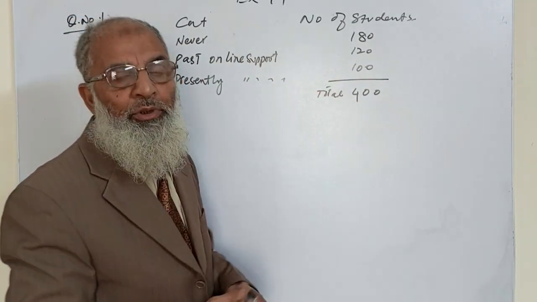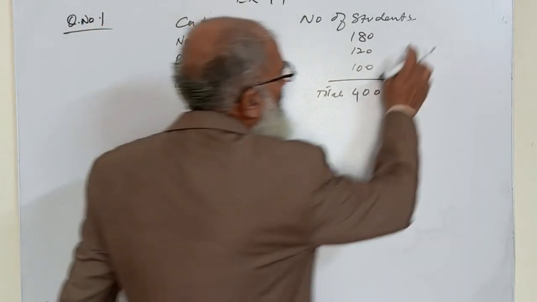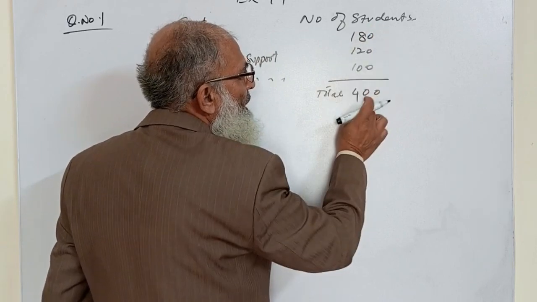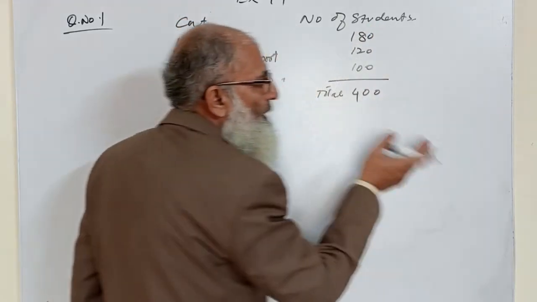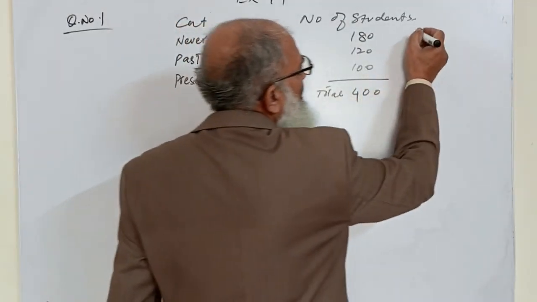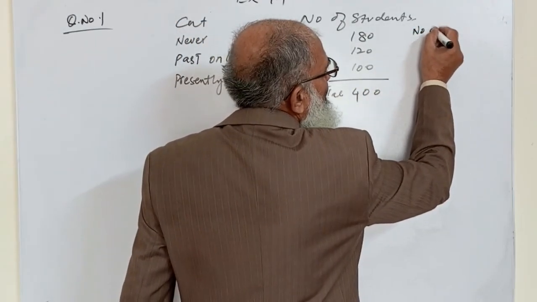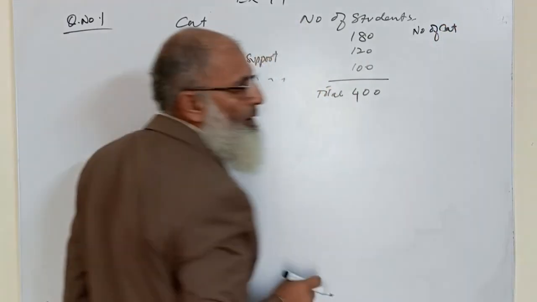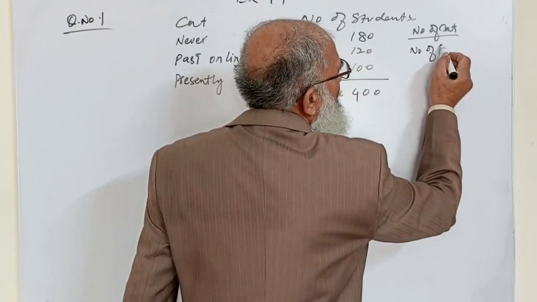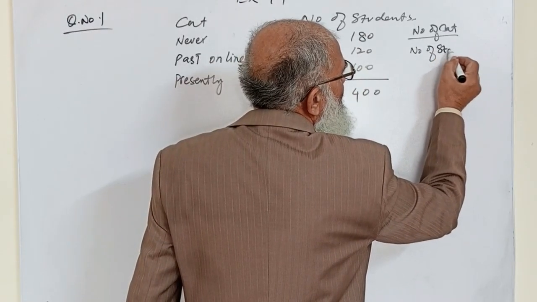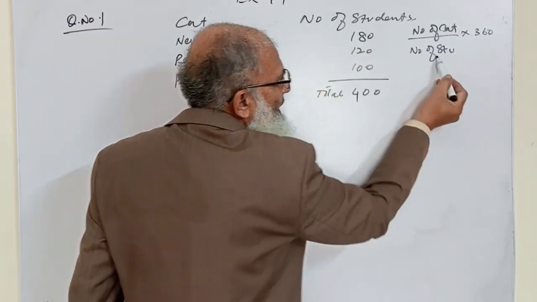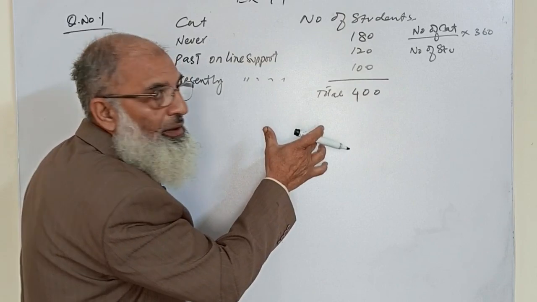Now what I told you, that we'll manipulate this 400 and we'll use the number of students in each category. Let me say it like this: number of category divided by total number of students, multiplied by 360. Now you see this, and this will remain the same in this question.